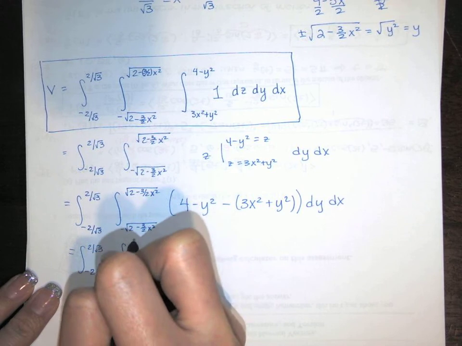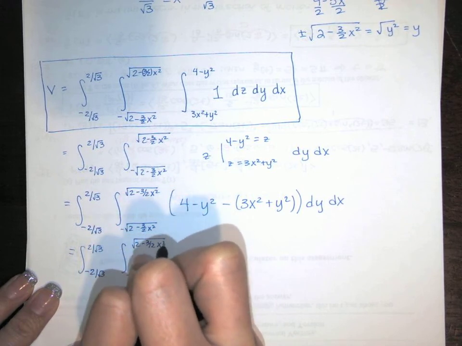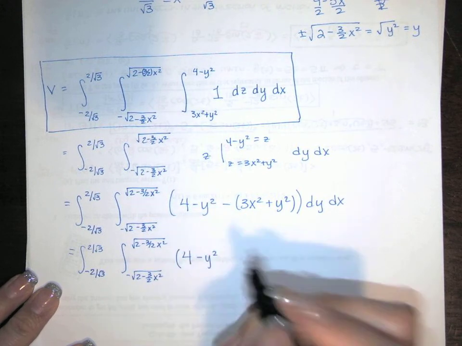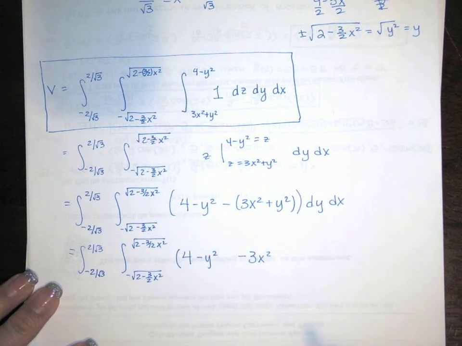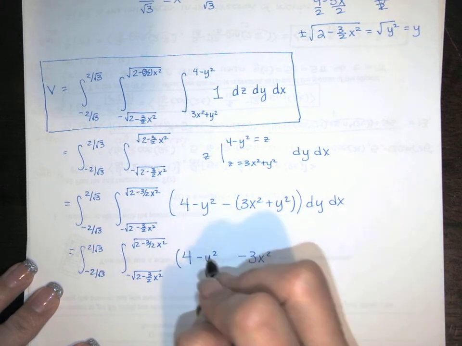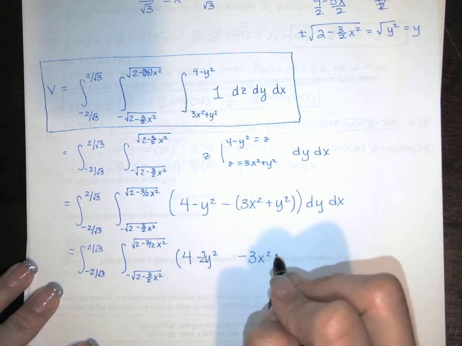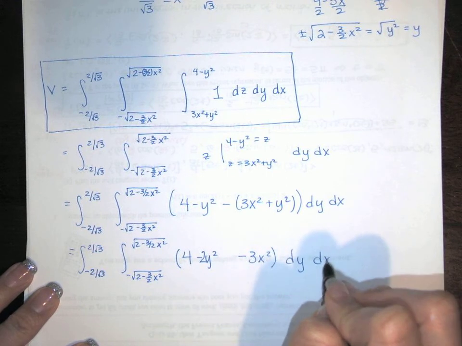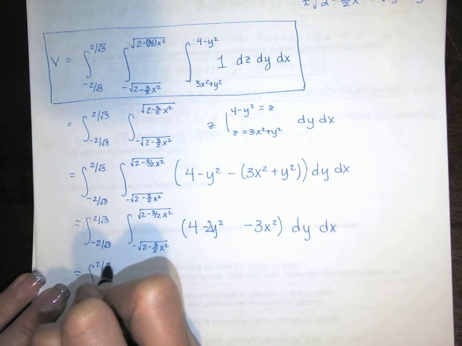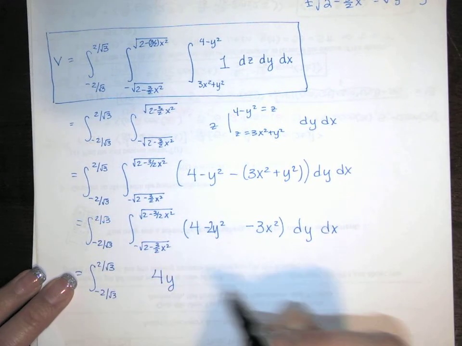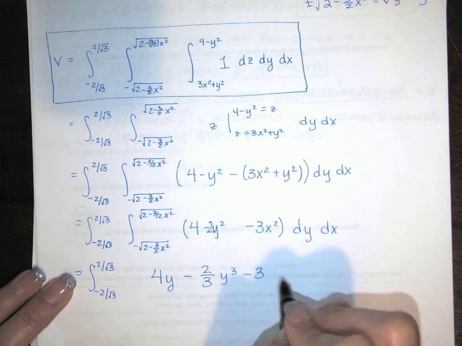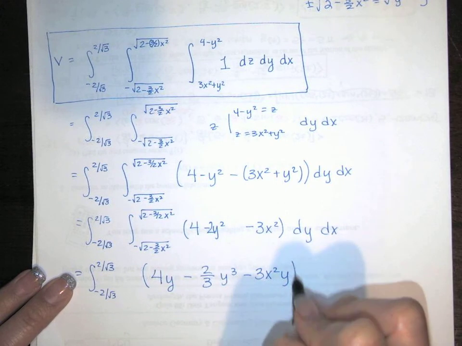Sorry, it's so messy. Distribute the negative. So we'll have 4 minus y squared minus 3x squared minus another y squared, so that's a minus 2y squared. Integrate all of that with respect to y. So you have 4y minus 2/3 y cubed minus 3x squared times y. Oh, this is going to be ugly.